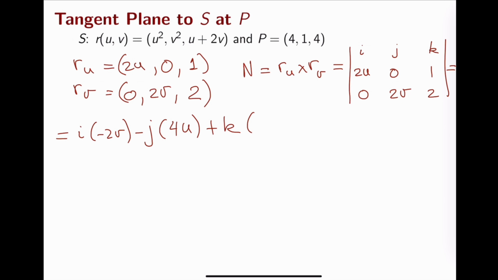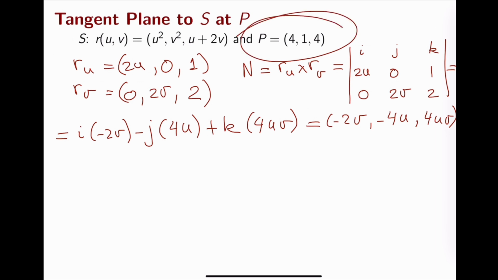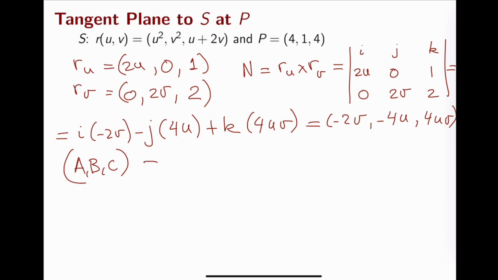So this is then 4ub. So the normal vector is minus 2v, minus 4u, and 4uv. So this is the normal vector in general. Now we need to evaluate at the point P, that in this case is (4, 1, 4). So the normal vector, the a, b, c, then will be evaluated at (4, 1, 4).